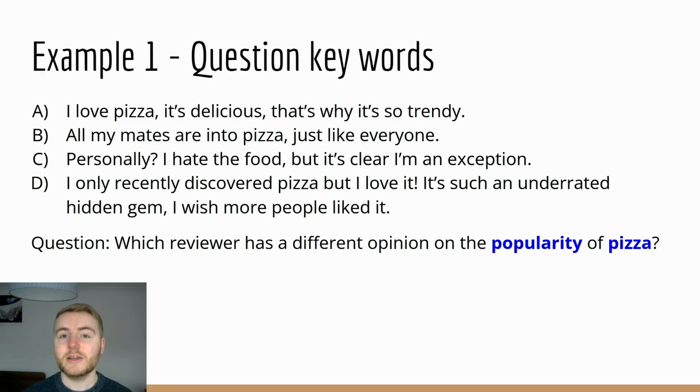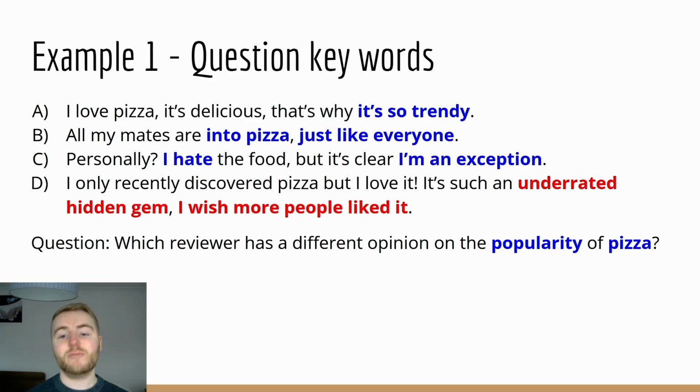First, please pay attention. The question is not asking who likes pizza or who doesn't like pizza. That's a really common mistake for students here. It's asking about their opinion on the popularity of pizza. So if we have a look at the real example, some people might actually say C is the answer, okay? They might say C because C hates pizza. But it's not about who likes or hates pizza, it's all about the popularity of pizza. So the real correct answer is actually D. Even though D loves pizza, they think that it's really underrated, it's a hidden gem, and they wish more people liked it. So D is the person here who has the different opinion on the popularity of pizza.